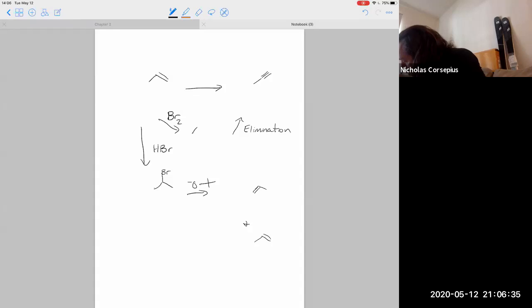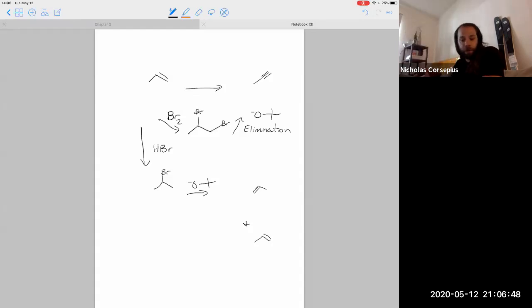So in this case, if we have Br2, we get a dibromo product that we can then toss in some tert butoxide, eliminate both of those bromines off, and that's how we get an alkyne.